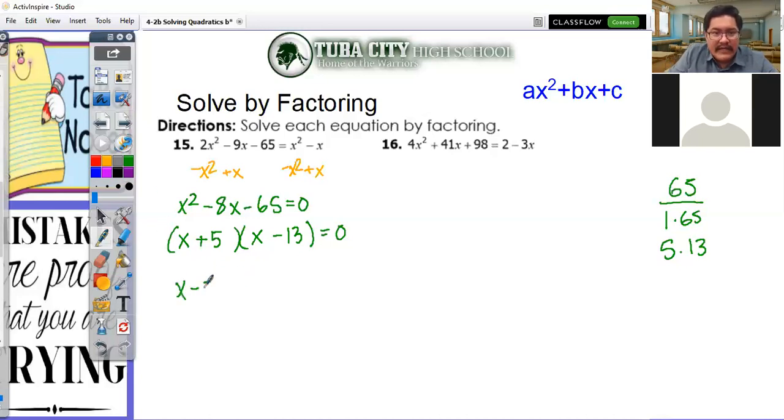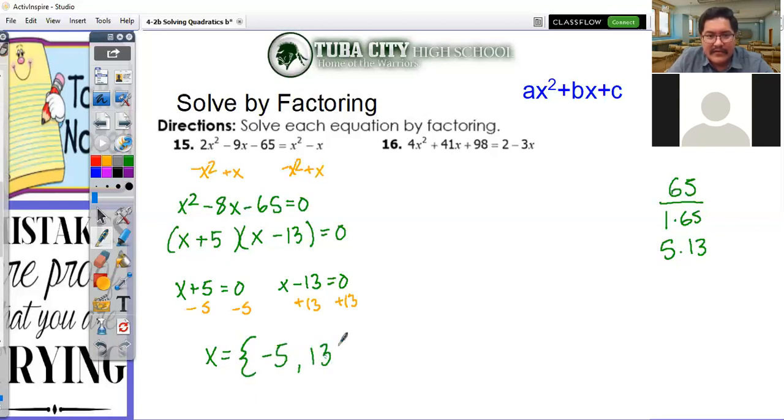Set each factor equal to 0. And I'm going to have to minus 5 on both sides here, but I'm going to have to add 13 on both sides here. So that's going to be x equals -5 and 13. I think in this case, I'm ready to just put the answer in. So -5 and 13. Otherwise, I'd have to make a whole new line on everything. That one was a fairly easy one. Well, I mean, it could have been way more tough.